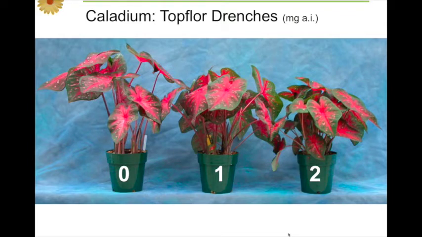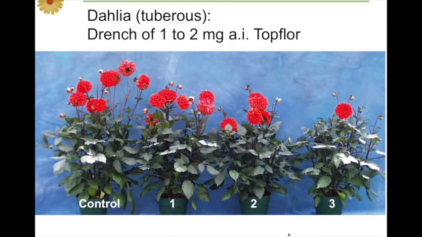1 to 2 milligrams AI is good. Very similar rates for a Paclo product, but interestingly enough, caladium is one of the few plants where uniconazole does not really work. It's probably the only one I know of that's out there. So anyway, you need to use a Paclo or a Topflor for caladiums if you want to control some of that stretch going on.